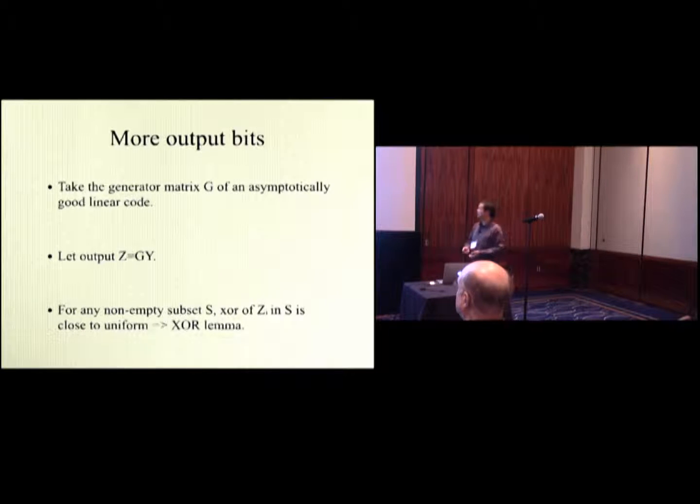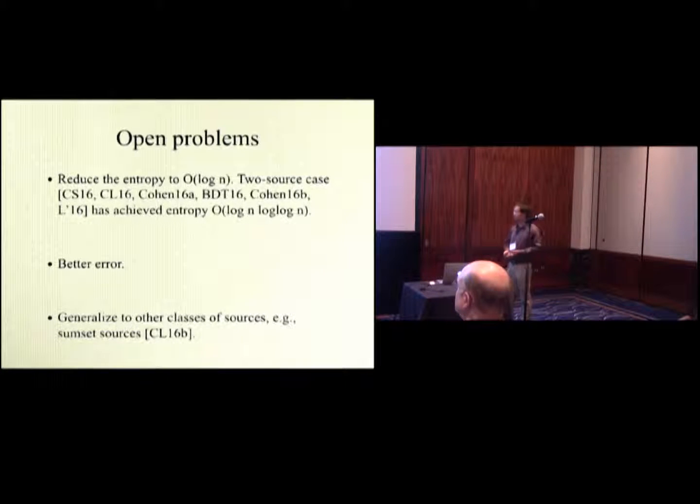Right, so that's basically the high-level ideas, and I just want to conclude with some open problems. The first open question, like you have seen in previous talks, is to try to get the entropy down to essentially optimal, order of log n. In the case of two-source extractors, there has been some follow-up work, and now we can have a two-source extractor with entropy of order log n times log log n. But it would be nice to get rid of this log log factor and get down to order of log n eventually.